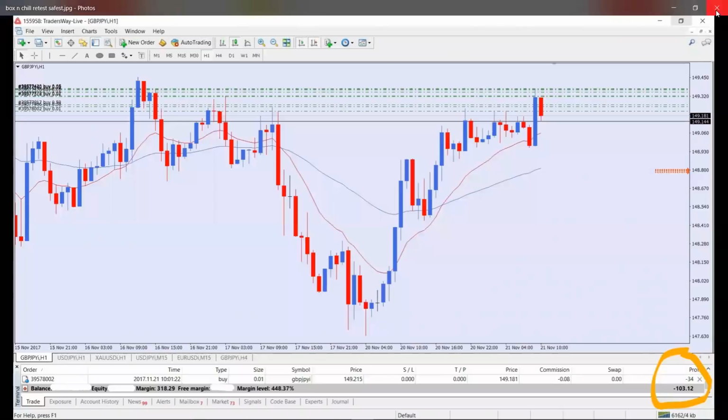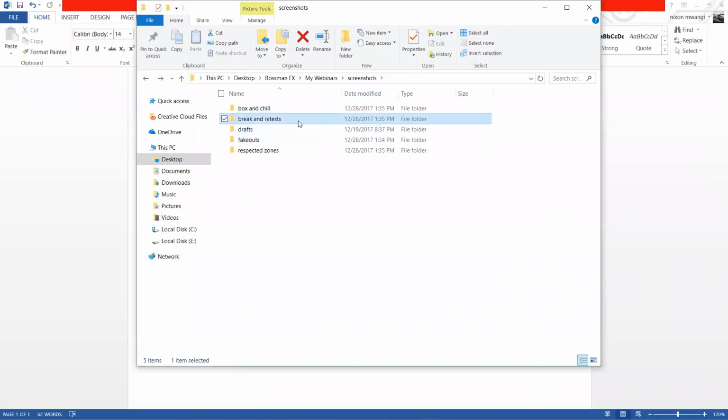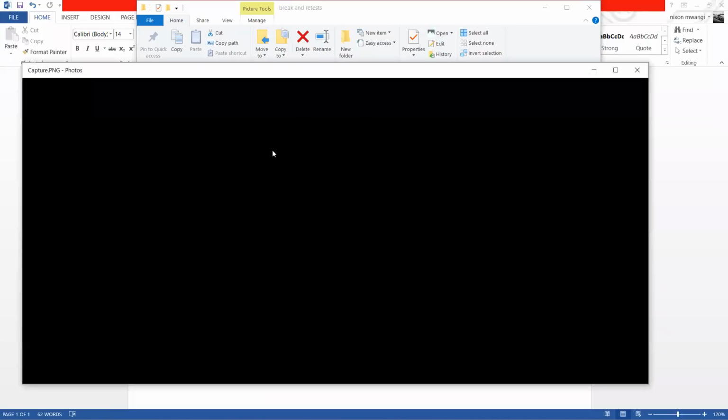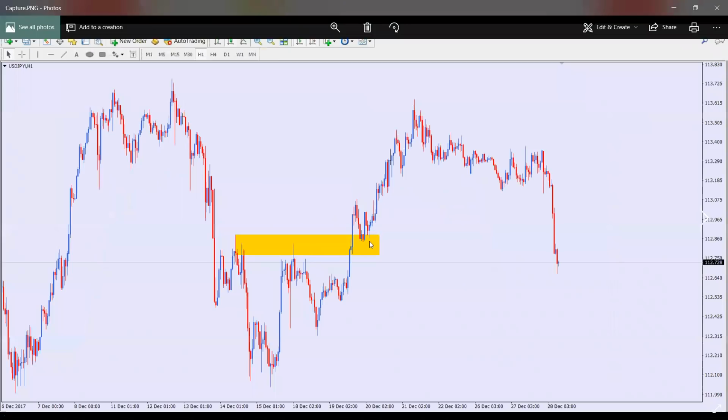Nothing else about box and chill. So then we go to break and retests. I think I've talked about this already. A broken supply and demand zone: a broken supply becomes a demand zone, and a broken demand zone becomes a supply zone.